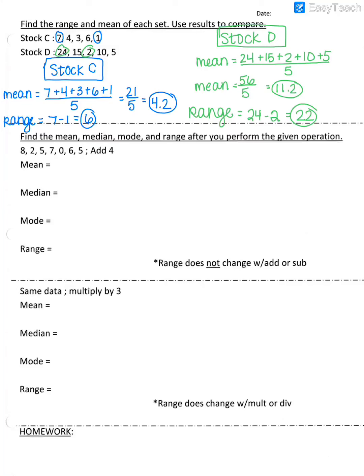Since the range was smaller and the average was smaller, then maybe for stock C, we could reason that those numbers are closer together, which is true, and that would make our range smaller. So I'm not really sure what they're looking for there, but those are just some examples of things that you might say.